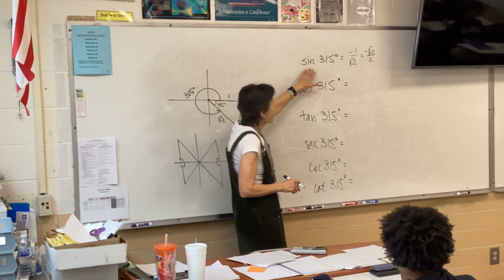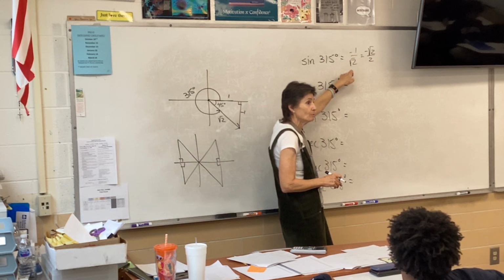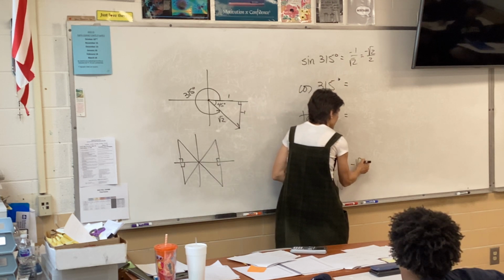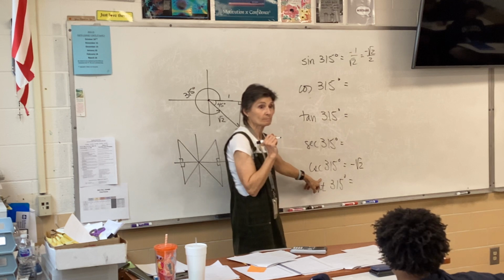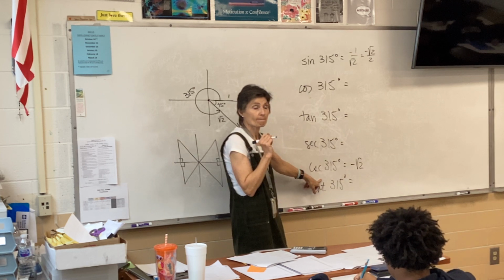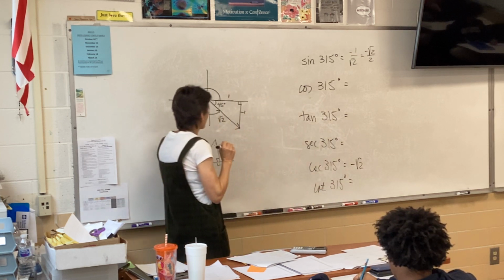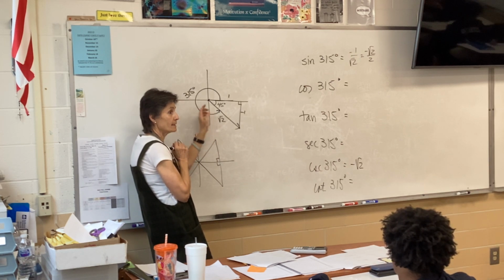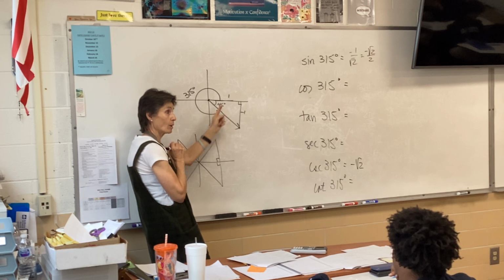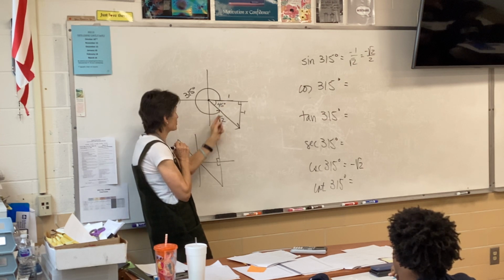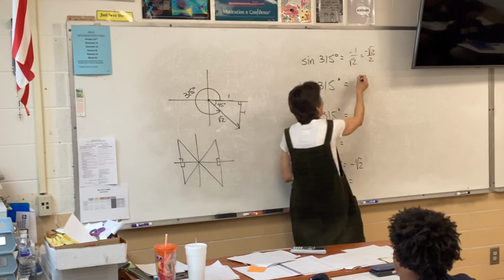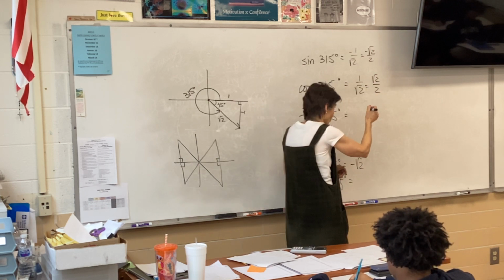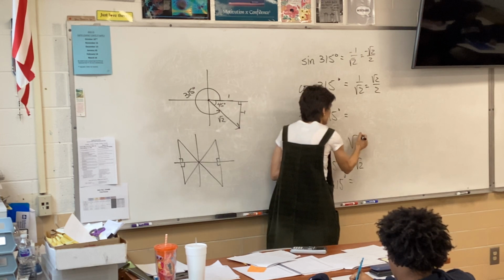Now, if the sine is negative 1 over root 2, then the cosecant is negative root 2 over 1. Alright, what's my cosine? Cosine is x over r, or adjacent over hypotenuse. So cosine is positive 1 over root 2, which means the secant is positive root 2.